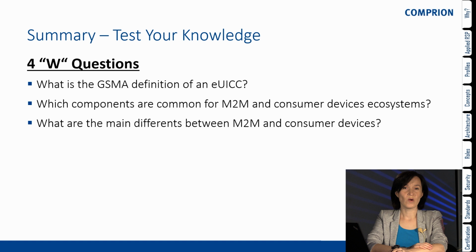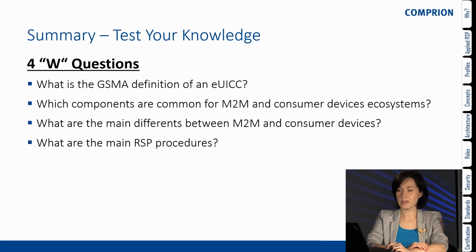As you know, one of the main differences in general is the direction of control. In the M2M ecosystem, the control comes from the backend infrastructure, and in consumer devices, the consumer or the end user has the control over the choice of their operator. The last question was about the main RSP procedures. I think that's easy: adding or downloading the profile, enabling, disabling, and deleting the profile.